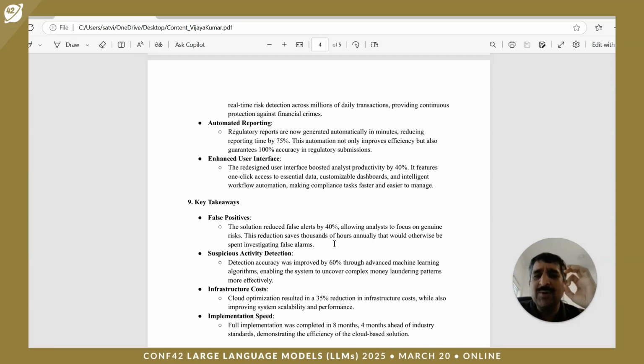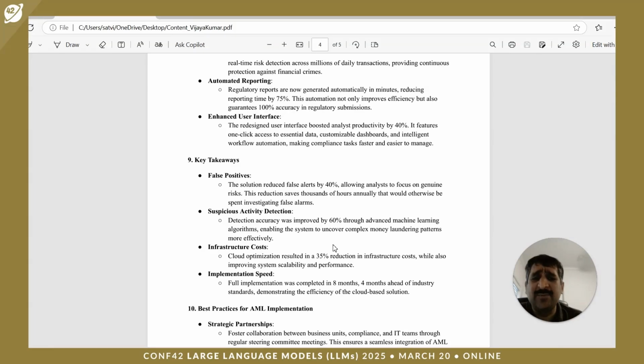The solution reduced false alerts by 40%. Even though a transaction is really legitimate, the traditional old legacy AML system used to give a false positive. Analysts in the compliance team had to investigate that transaction, and finally they found it is legitimate, it's a good transaction. So our optimized AML system has taken care to remove those false positive alerts, saving 40% of the compliance team's time.